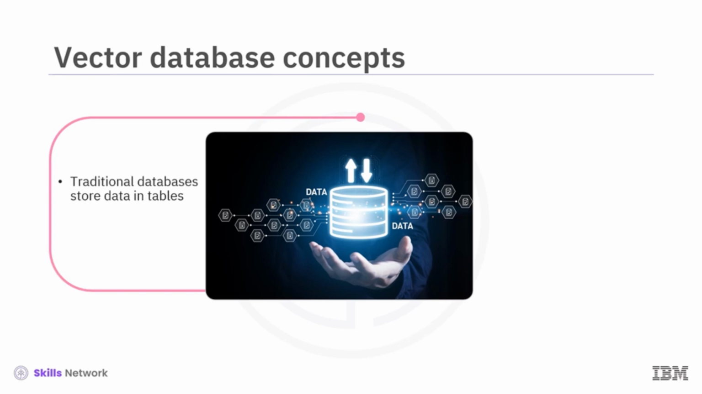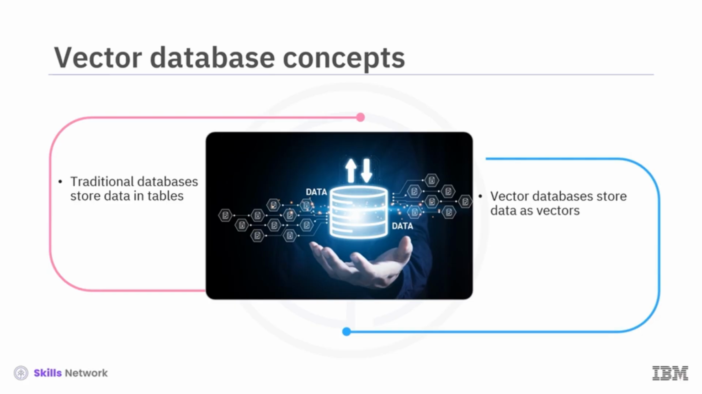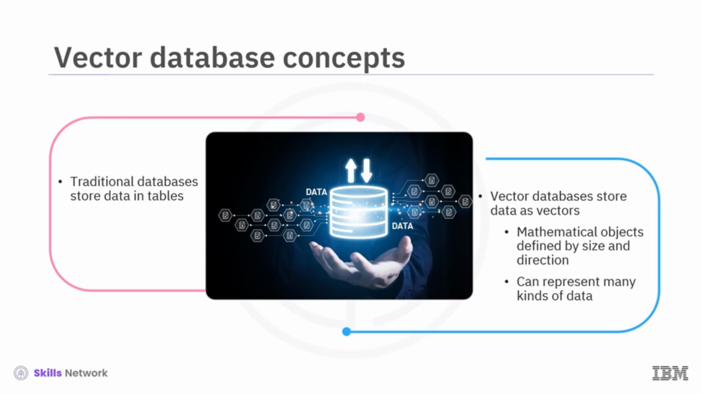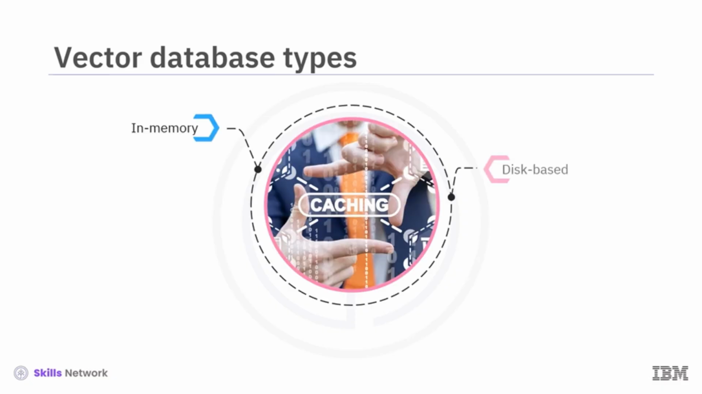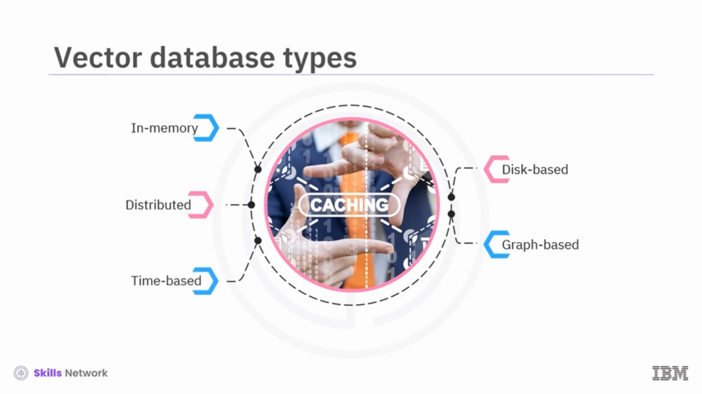A traditional relational database stores information in the form of tables, whereas a vector database stores data as high-dimensional vector data, also referred to as vectors. Vectors are mathematical objects that are defined by their size and direction. Vectors can represent many kinds of data, including images, sounds, text files, pattern data, map data, genomic information, and others. Vector-based database types include in-memory, disk-based, distributed, graph-based, and time-based databases.